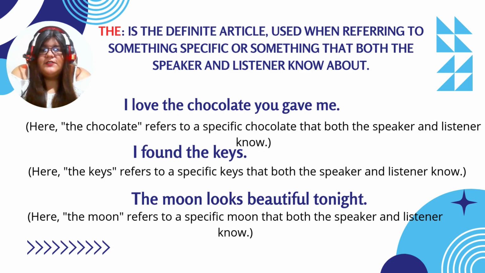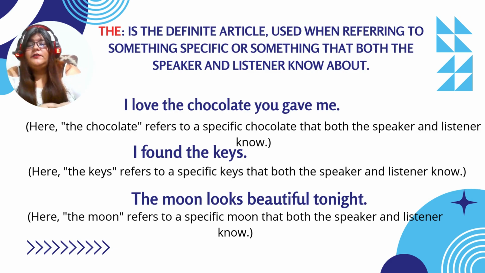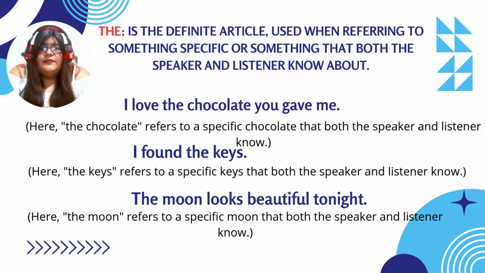For example, in here, I love the chocolate you gave me. I'm talking about one chocolate that you bought before and you saw it, for example, a Hershey's, right? And you said, I gave Tanya a Hershey's chocolate. And I say, I love the chocolate you gave me. We both know that the brand was Hershey's, for example. Here, the chocolate refers to a specific chocolate that both the speaker and listener know.